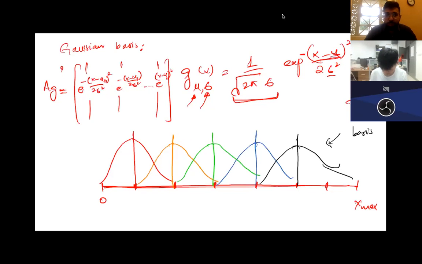Everyone is clear about how we can use cosine bases and Gaussian bases? I need a few more yeses. So sigma is the same for all of them? Yes. In my particular example, I'm assuming sigma to be the same for all of them. You can change sigmas as well, but for the example that I'll do today, I'll assume sigma to be the same for all of them.